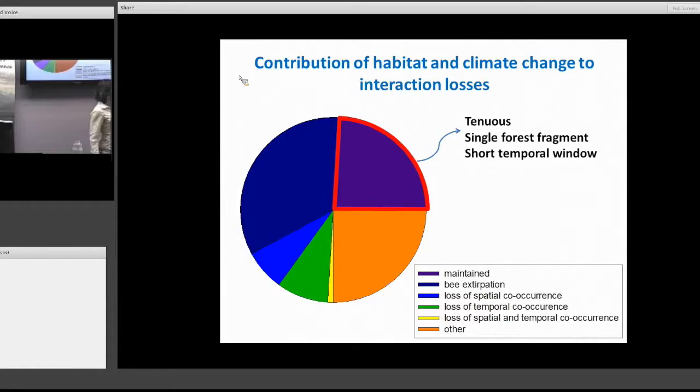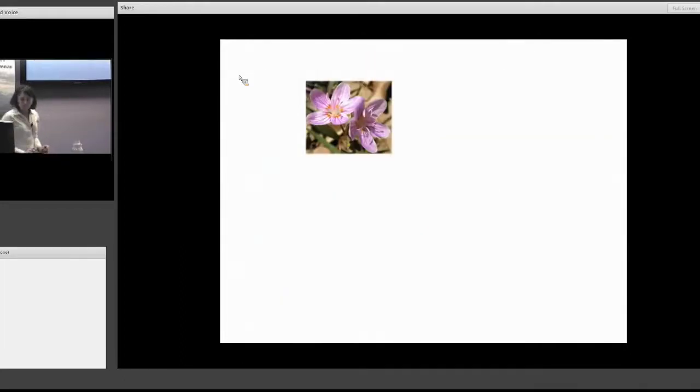So they often occur only in one forest fragment or for a really short temporal window. About 75% of these interactions occur, or could occur, for about a week or less. So the phenological overlap between them was 7 days or less. Further habitat loss or further phenological shifts could have pretty negative consequences for the remaining interactions.